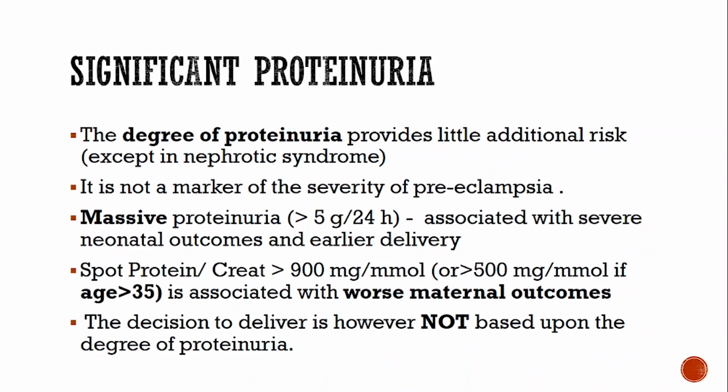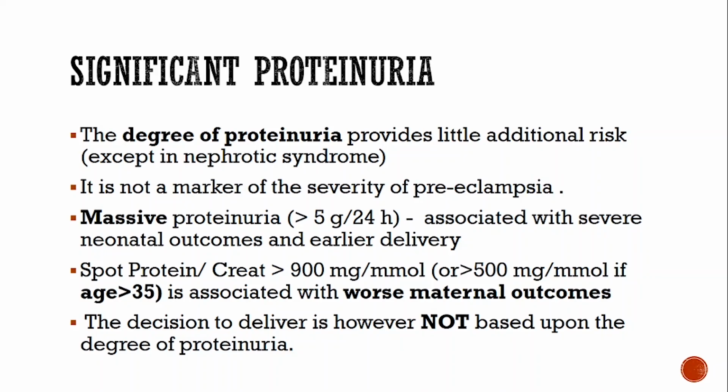There are no markers of severity. The degree of proteinuria is not really a marker of severity of preeclampsia. This is a little bit different from what we knew before, but this is the new recommendation, and that is what we're using. Massive proteinuria, the definition is still the same, greater than 5 grams of protein in 24-hour urine. However, if it is massive, just note that this is associated with severe neonatal outcome and earlier delivery.